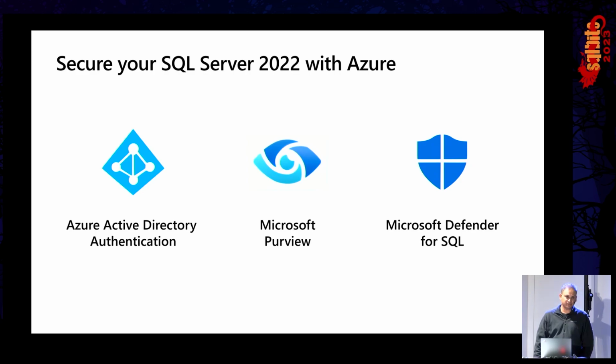Next set of features are security features. These are also available through Arc. Once you install the extension, we allow you to do Active Directory authentication with Azure Active Directory. We allow you to do governance through Purview, and then security through Defender. So let's look at each one of these quickly.